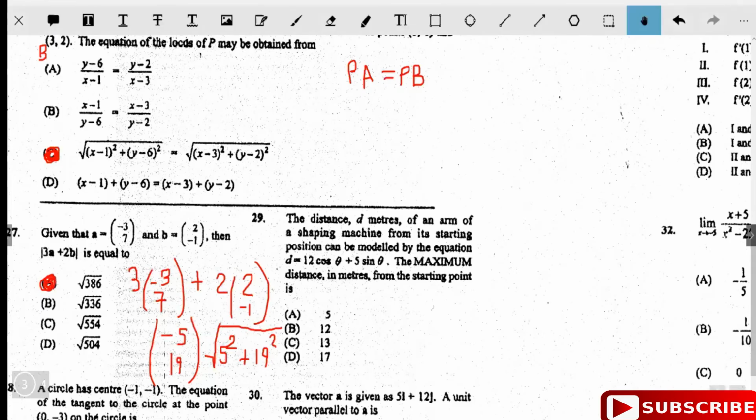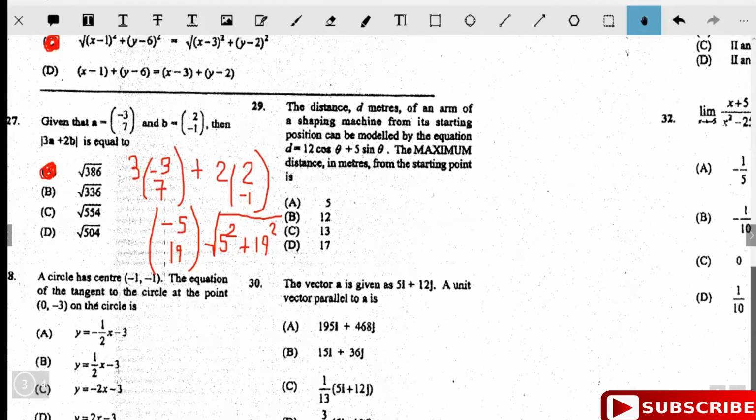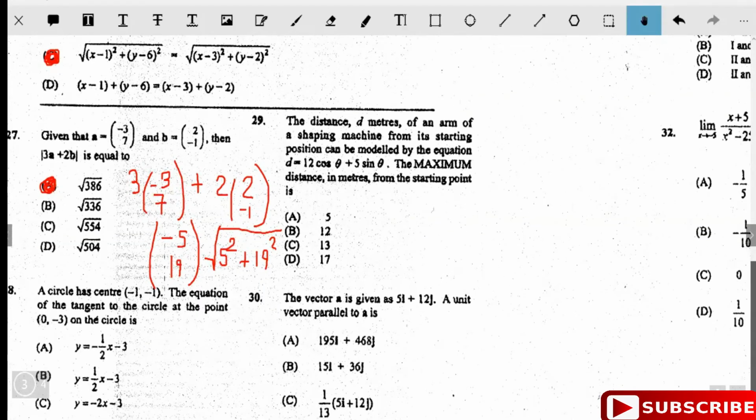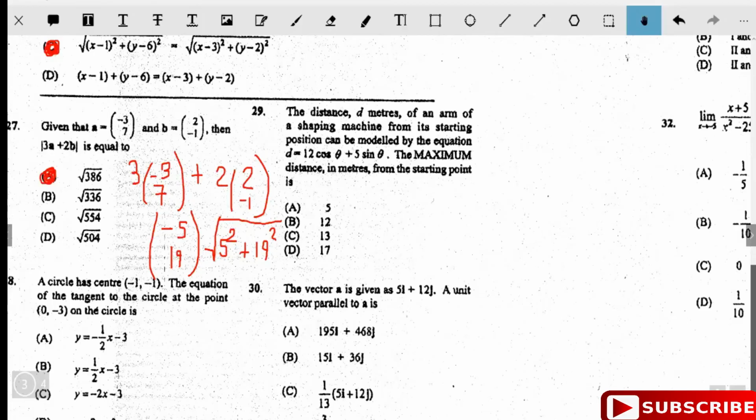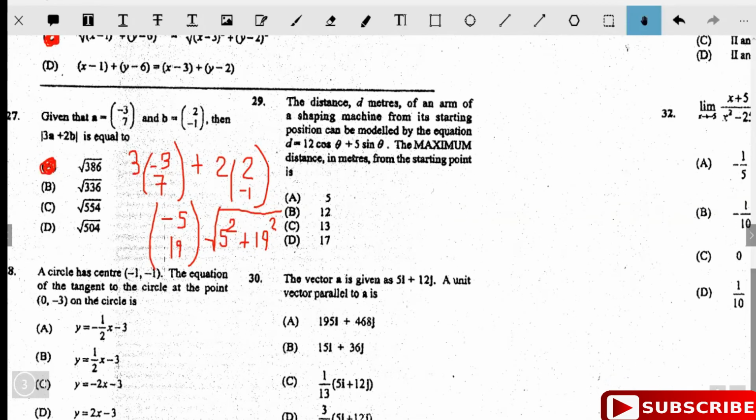Agreed? Yes, sir. We also, all right, repeat back on the 2019 paper. A question repeat back on 2019. All right, so you know that there's a good chance it's going to repeat on 2020.